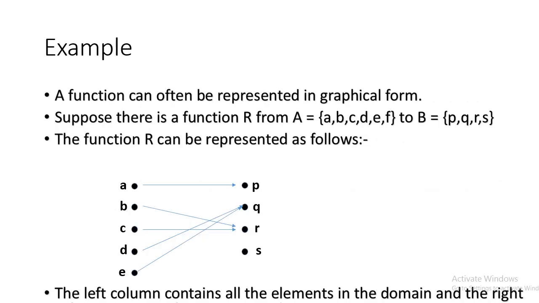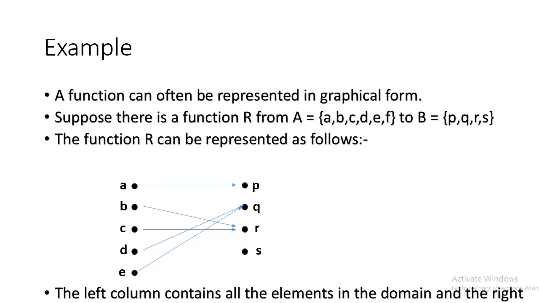Next, here is an example. A function can often be represented in graphical form. Suppose there is a function R from set A to set B. Set A contains the elements a, b, c, d, e, f, and B contains the elements p, q, r and s. So this function can be represented graphically this way.